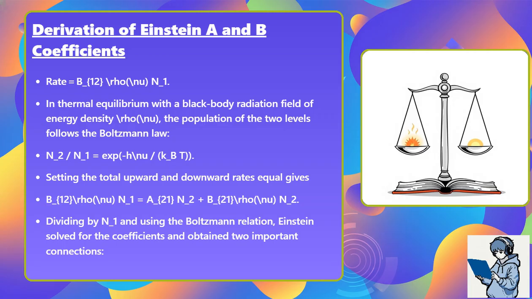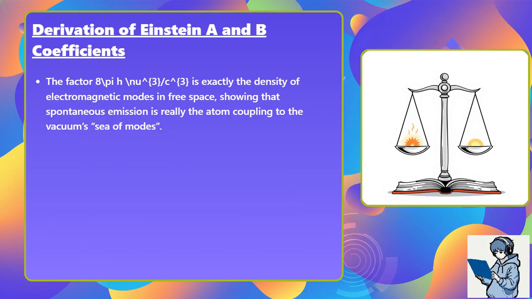Dividing by N1 and using the Boltzmann relation, Einstein solved for the coefficients and obtained two important connections. B12 over B21 equals 1, and A21 equals 8 pi h nu cubed over c cubed times B21. The factor 8 pi h nu cubed over c cubed is exactly the density of electromagnetic modes in free space, showing that spontaneous emission is really the atom coupling to the vacuum sea of modes.